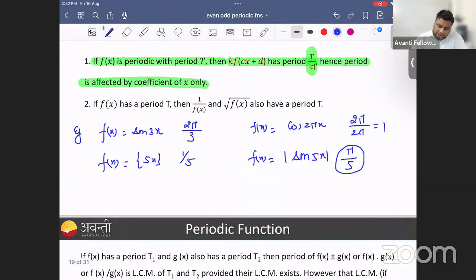Now, next point. If f(x) has period T, then 1 by f(x) and root f(x) also have period T. Got it?